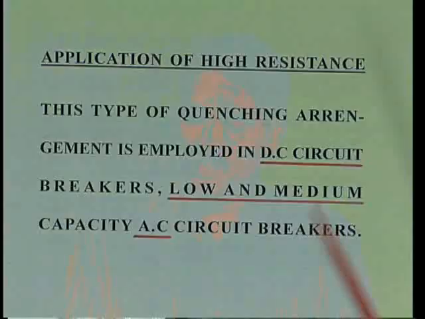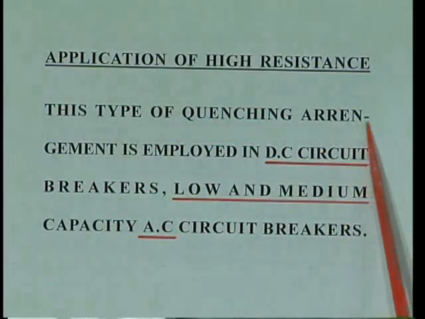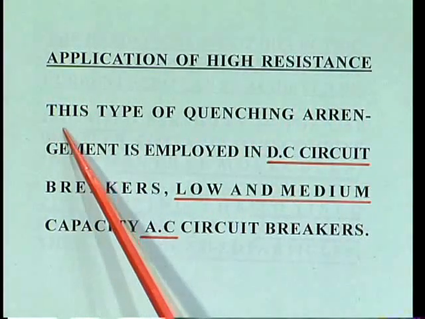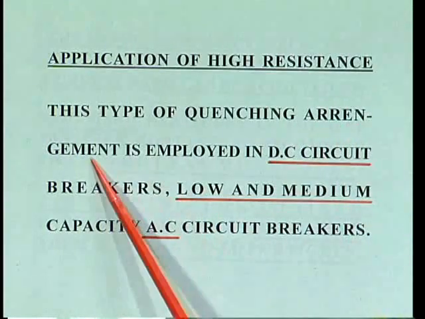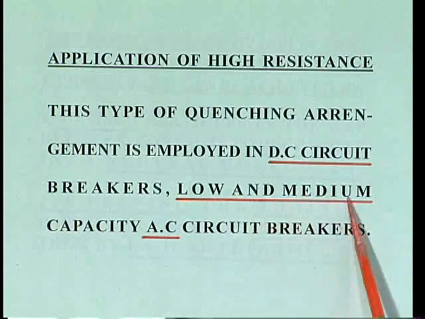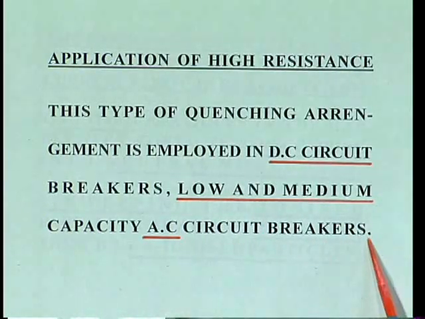In this way the four methods are used to increase the resistance of the arc. So these four methods are used in the high resistance method of arc extinction. Then the next one is the application of the high resistance arc quenching method. This type of quenching arrangement is employed in DC circuit breakers and low and medium capacity AC circuit breakers.